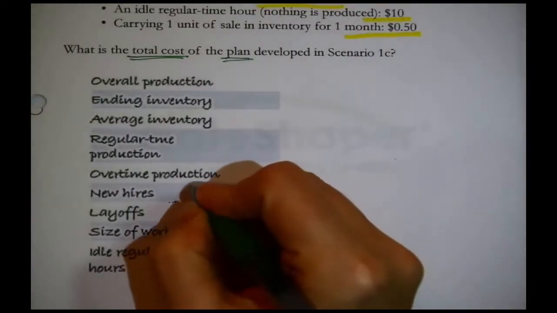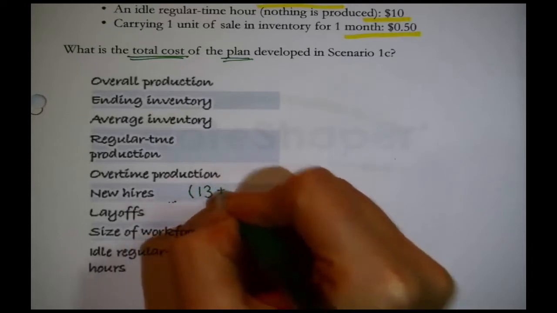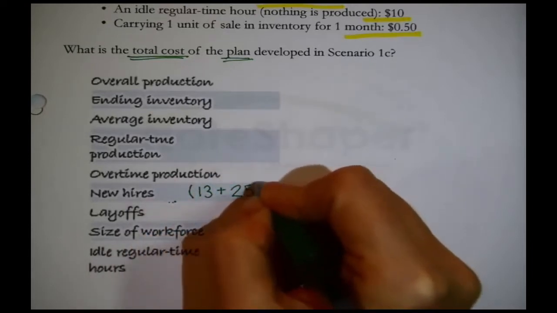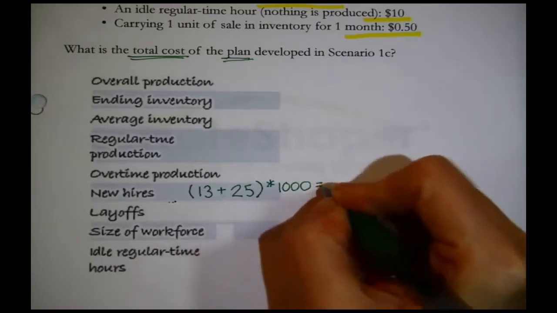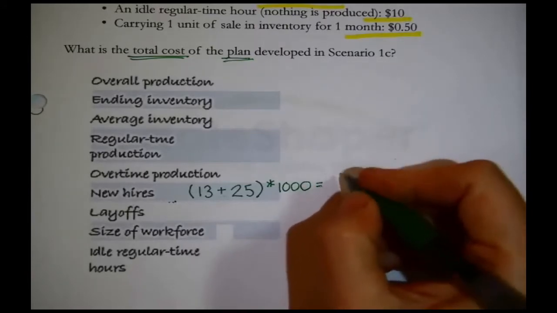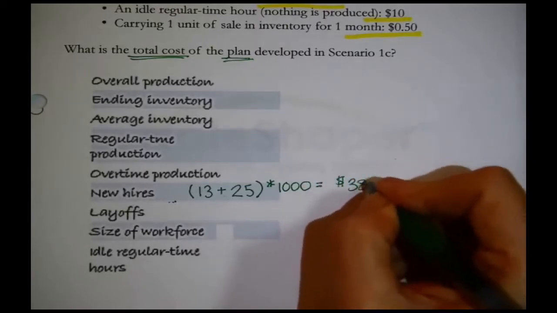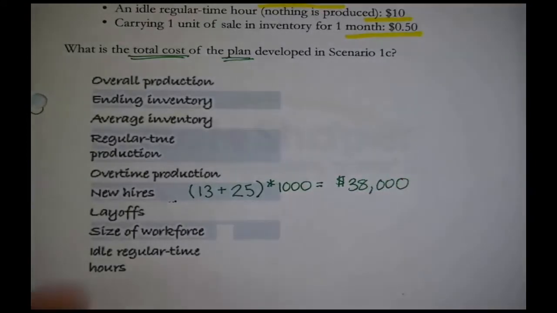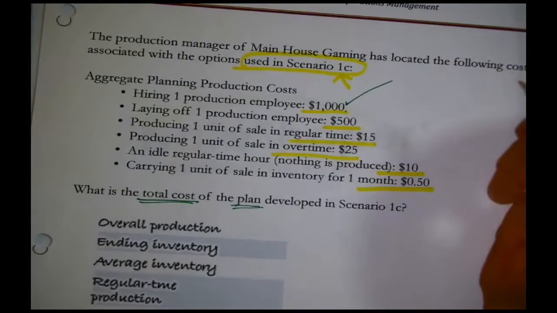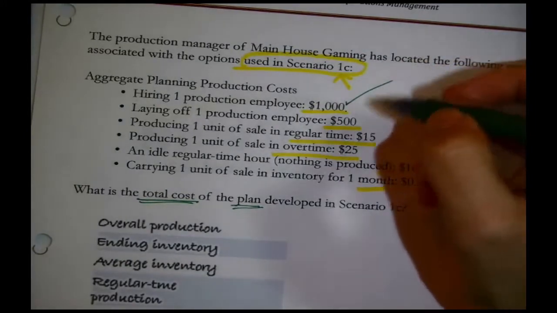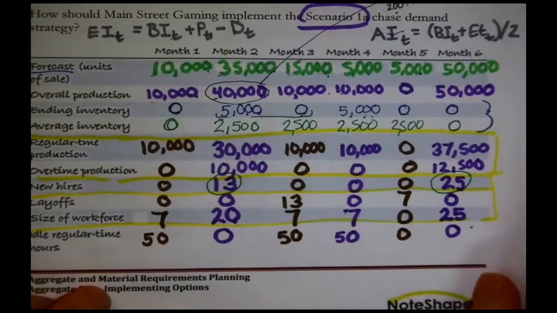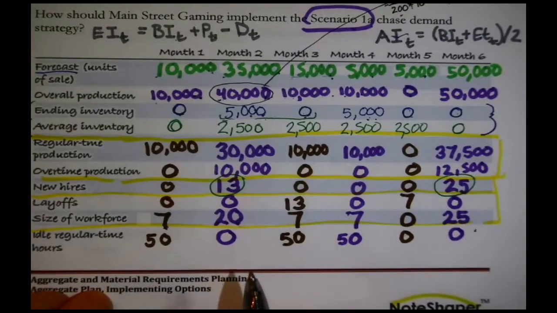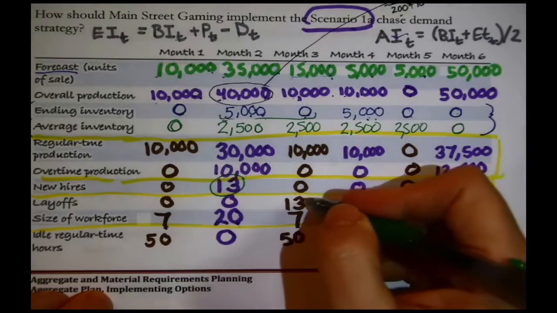New hires, 13 people for the 2nd month, 25 people for the 6th month, times the $1,000 each I was just told about is $38,000 in hiring costs. I can check it off. Okay, I've accounted for that. Layoffs, $500 for each instance. This is the plan that we figured out. Layoffs. Let's see, we have one here.